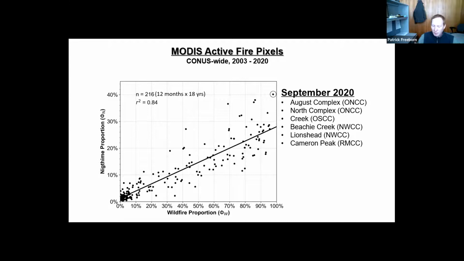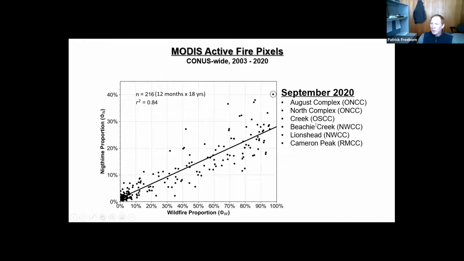That's saying that as there's relatively more wildfires on the landscape, MODIS is detecting relatively more nighttime fire activity. And there's one month I do want to highlight, and that was September of 2020 out here, where nearly all of the fire radiative power that MODIS detected was emitted from wildfires. And during that same month, 40% of that total FRP was detected at night.